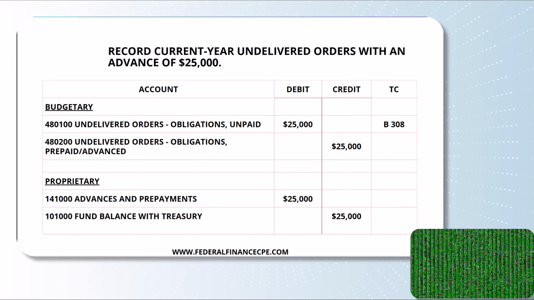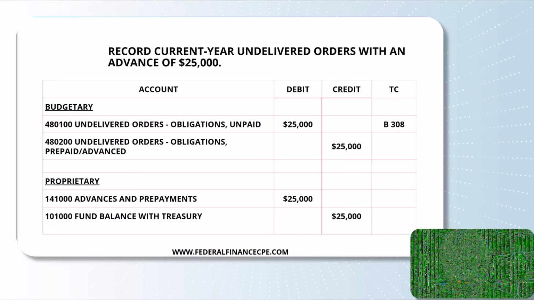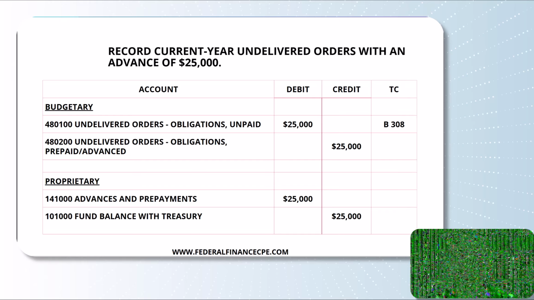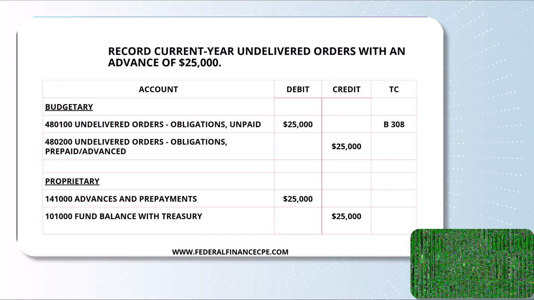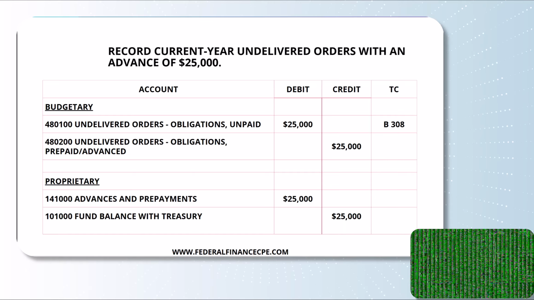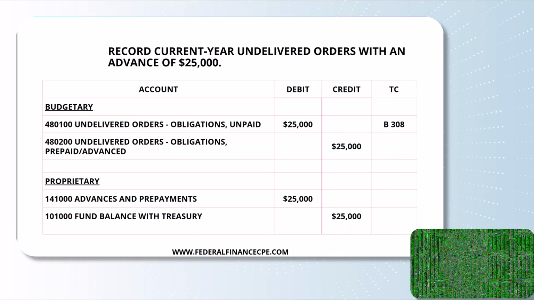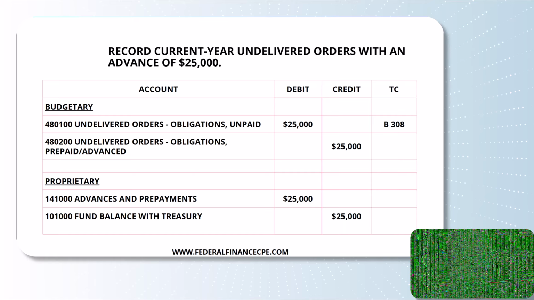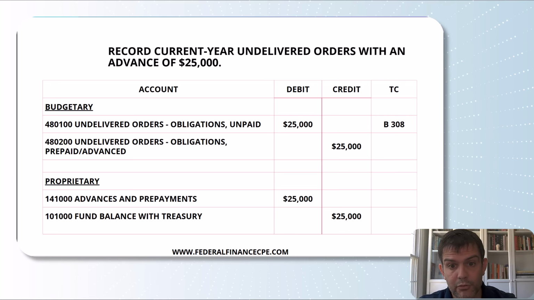So now let's say under this contract, we record a current year undelivered order with an advance of $25K. So we needed for some reason to pay $25K as an advance for this contract. We're using transaction code B308. We're going to reduce our 4801 balance by $25,000, and move that balance over to 4802. See, that's our prepayments, right?